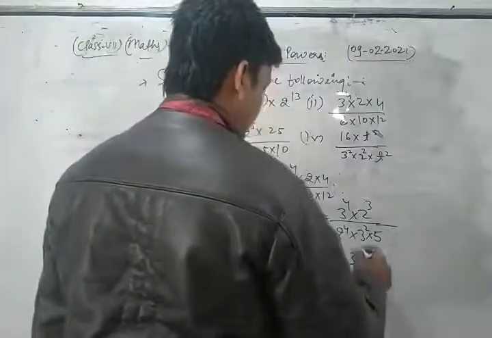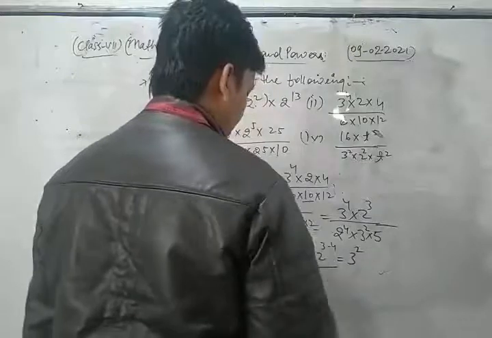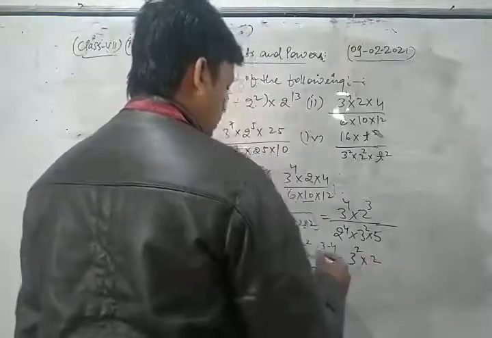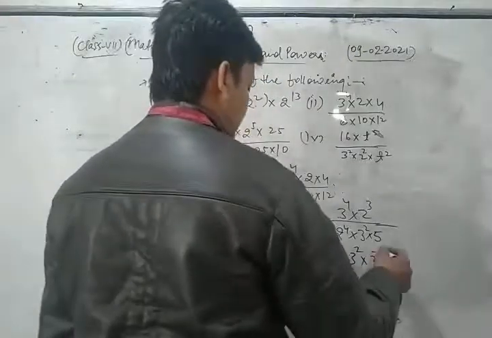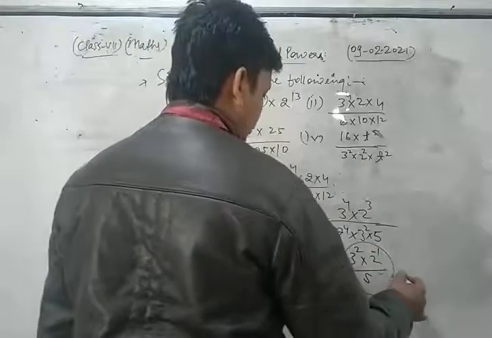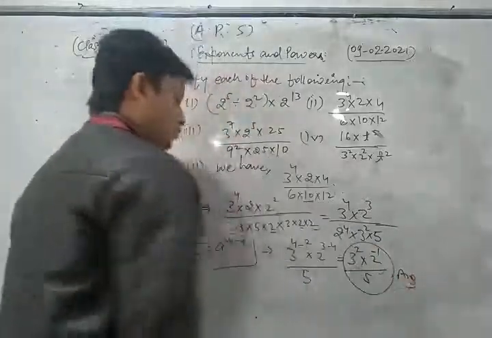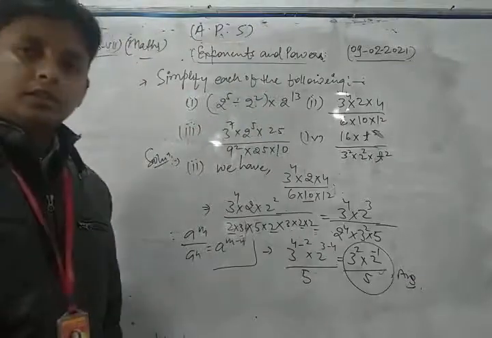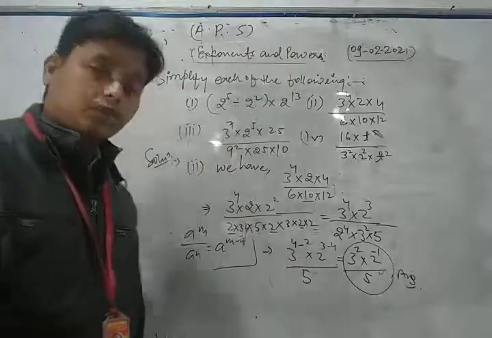So 3 power what, 2 is left here. Into this is 2 power what, 3 minus 4, that is minus 1, is left upon 5, right, as it is. So this is the required solution of the given question. We also write in this way.